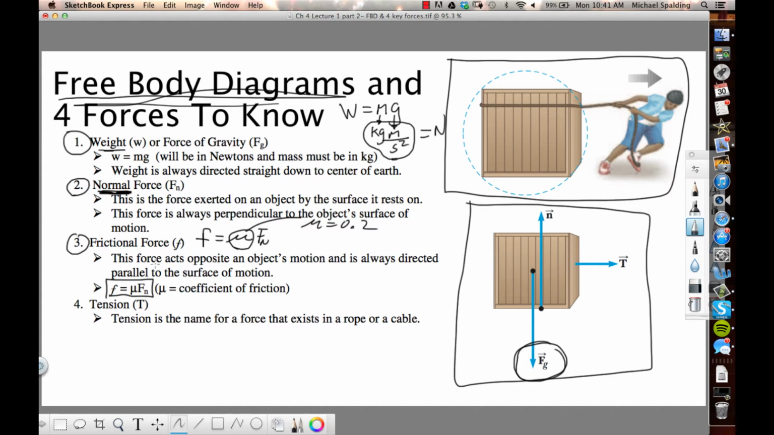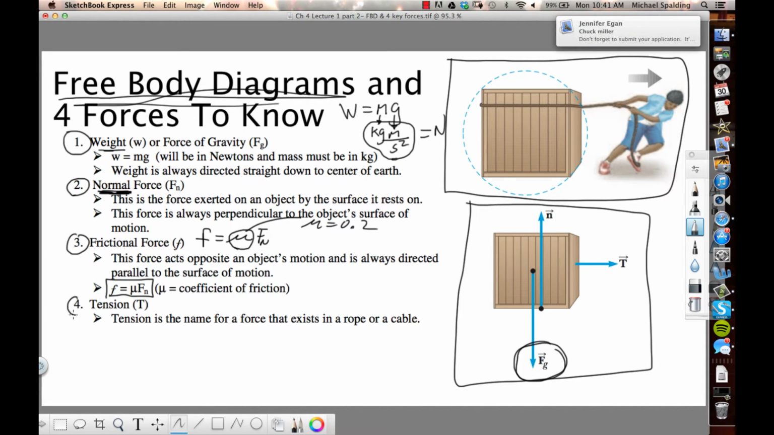All right, and then what else about friction? Does friction ever go in the direction of motion? Are you ever cruising along and then friction pushes you faster? Never. Friction is always opposite motion and parallel to the surface. It says right here: opposite motion, parallel to the surface.